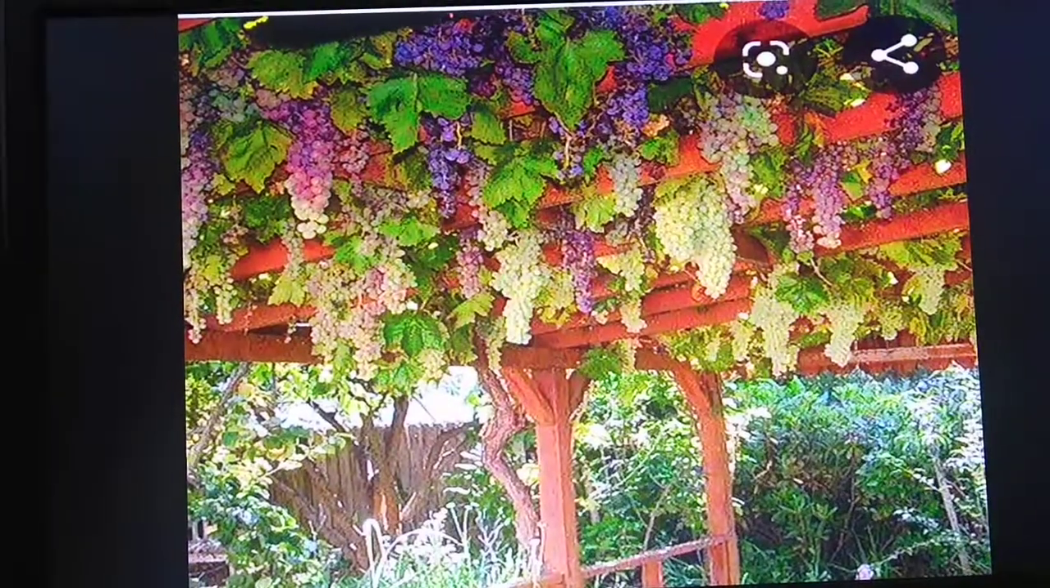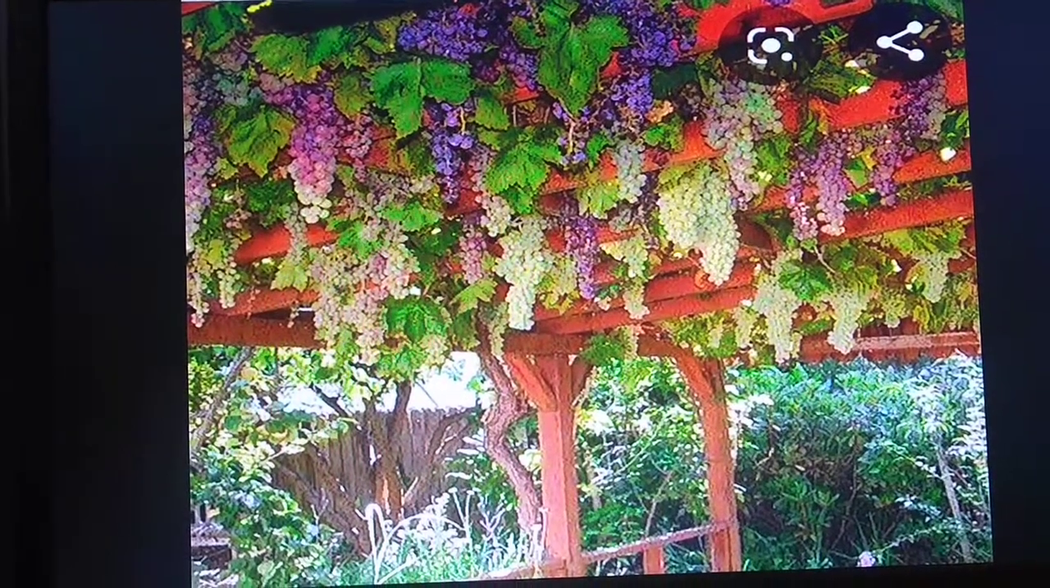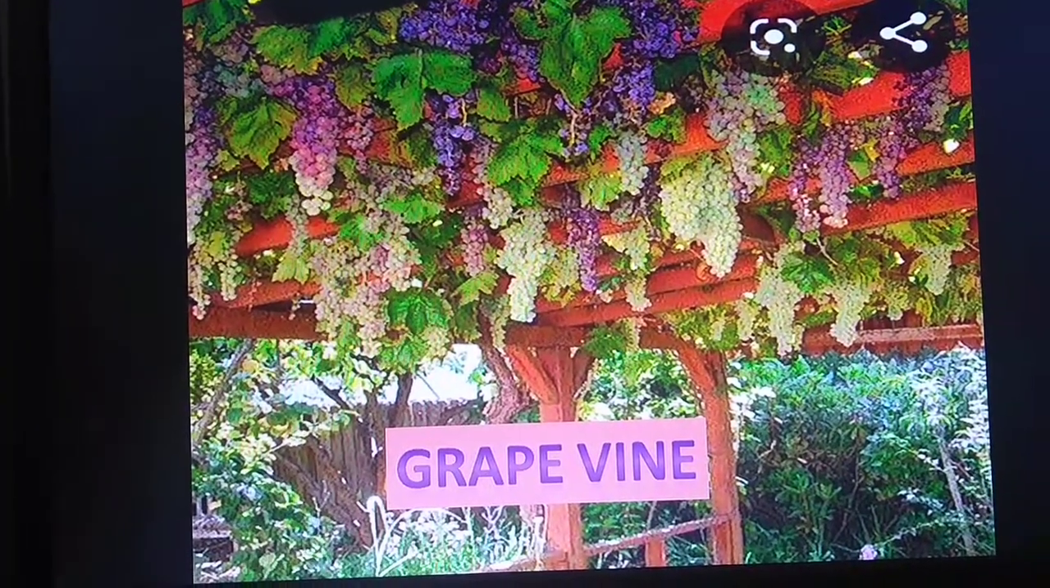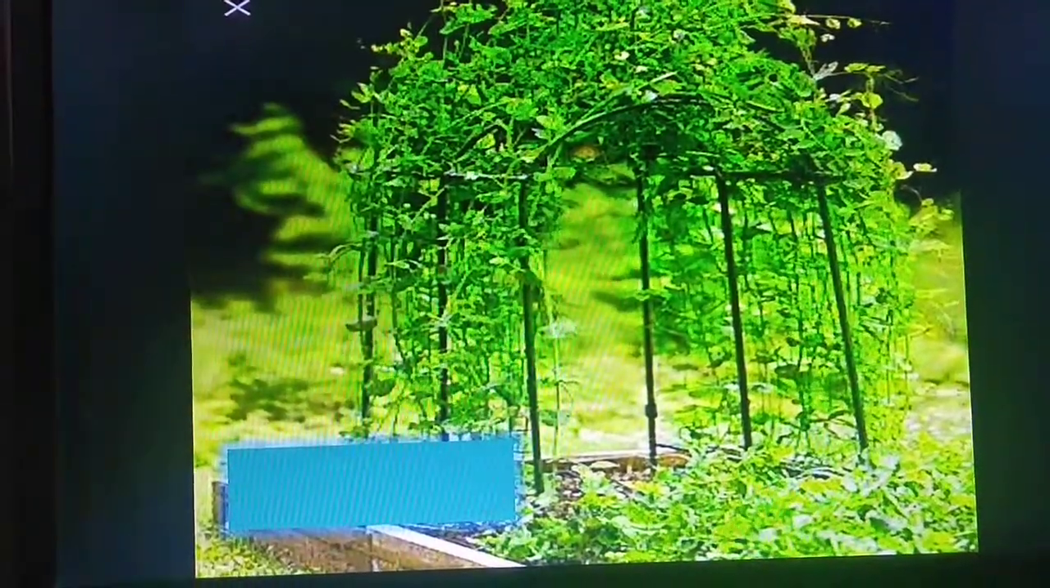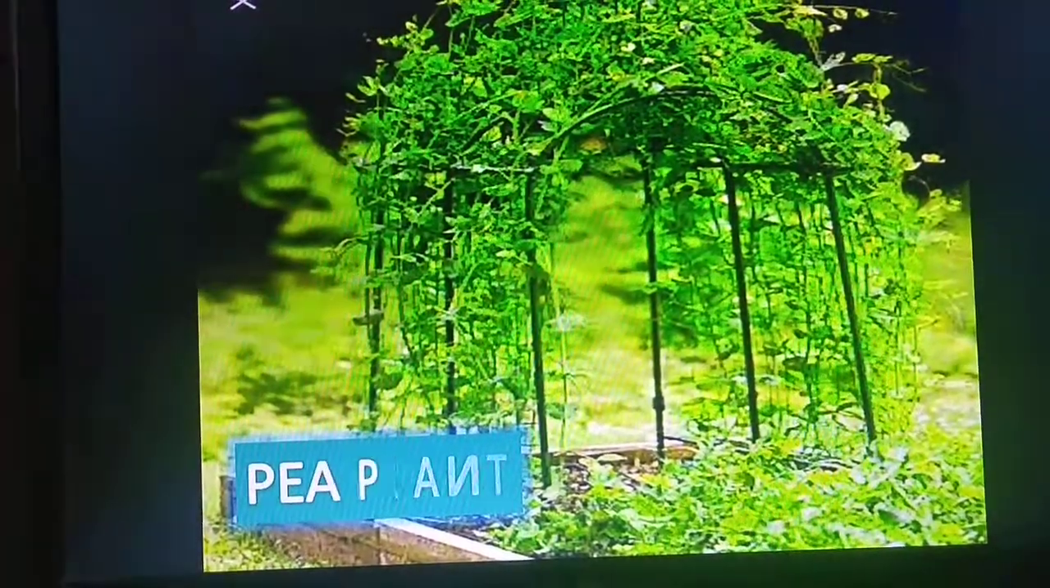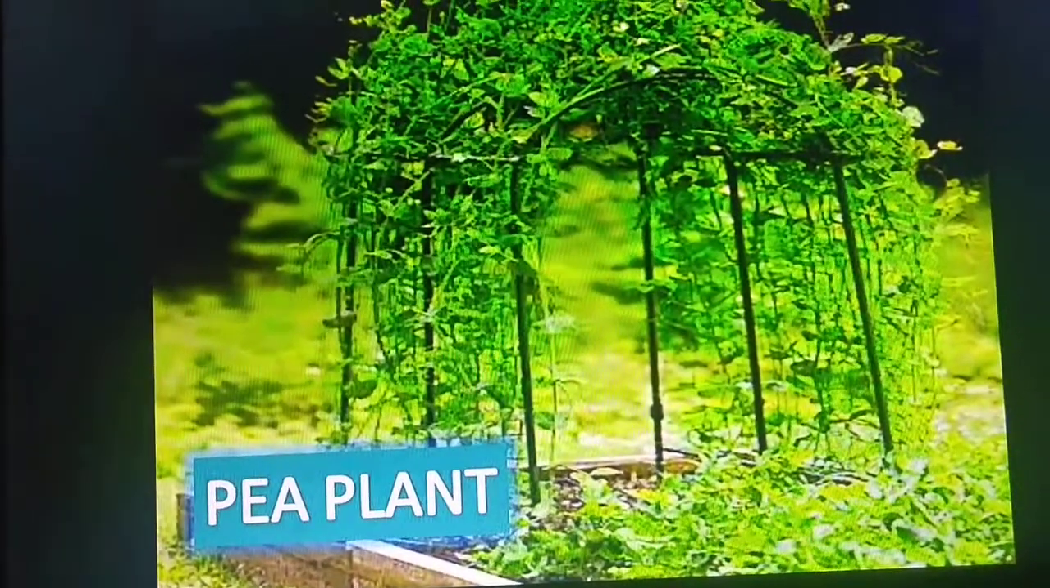See the picture, children. This is the example of climber plant. You can see the thin stem of the climber plant and it needs support to climb up. You can see the support for this plant to climb up and grow straight. This is called climber. And this is the picture which is also in your book. This is grapevine plant. This is climber. It needs support to grow straight. And this is also the example of climber plant. This is pea plant. Pea plant is written here. You can see the support.